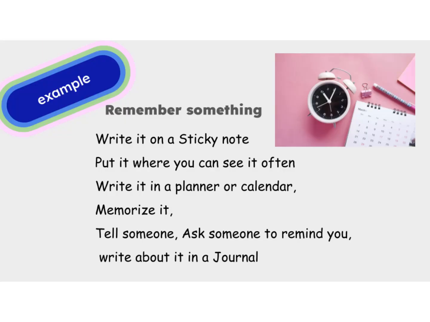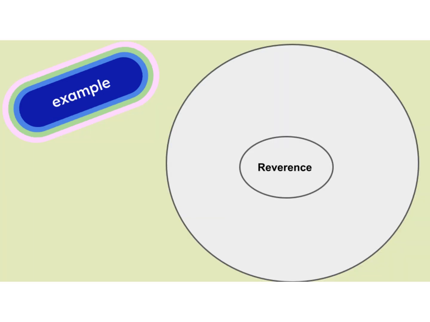An example would be to ask, if you need to remember something important, how would you remember it? You may get responses like, write it on a sticky note, put it where you can see it often, write it in a planner or calendar, memorize it, tell someone, ask someone to remind you, or write about it in a journal.